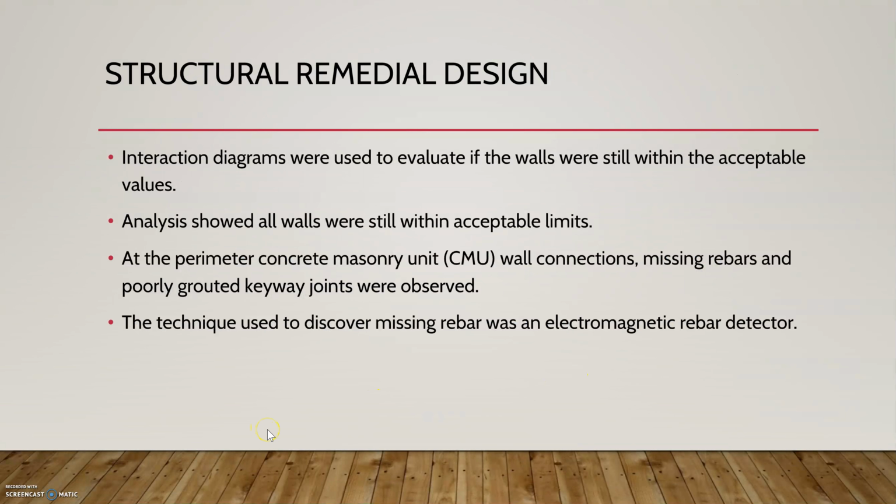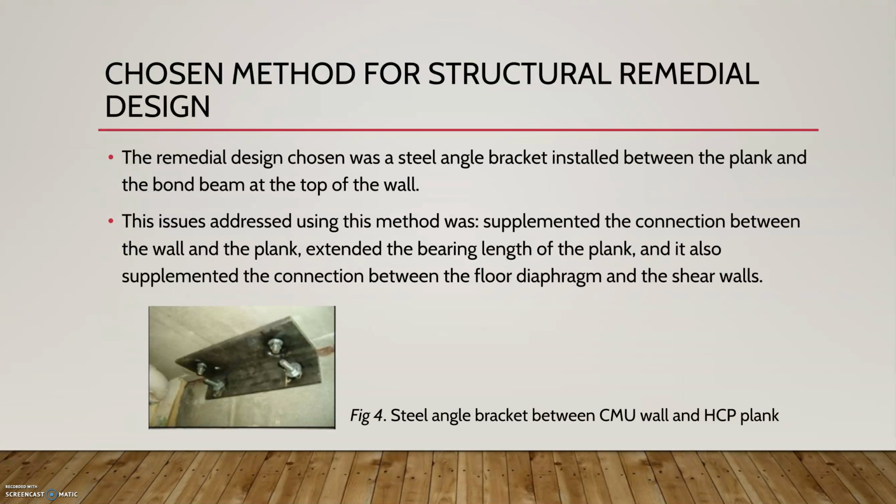The structural remediation design. So this analysis showed all walls were still within the acceptable limits, and the technique used to discover the missing rebar that was found was the electromagnetic rebar detector. So the chosen method for the structural remediation design was a steel angle bracket, which was installed between the plank and the bond beam at the top of the wall.